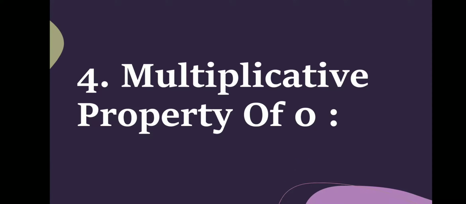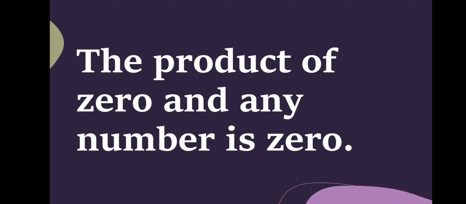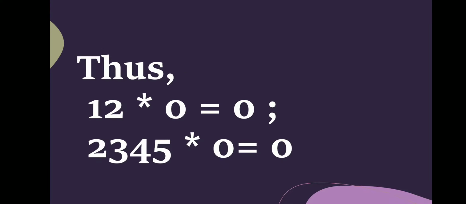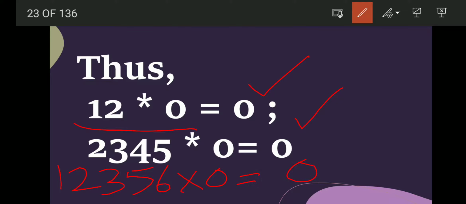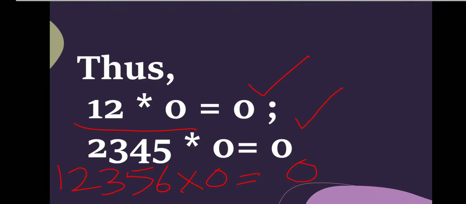Now, the fourth property, multiplicative property of 0. We know, children, the product of 0 and any number is 0. So, whatever the number be, the product will be 0. See here, 12 into 0, the product is 0. 2, 3, 4, 5 into 0, product is 0. It doesn't make any difference if you are multiplying a big number with 0 or a small number with 0. The product will be 0 always.